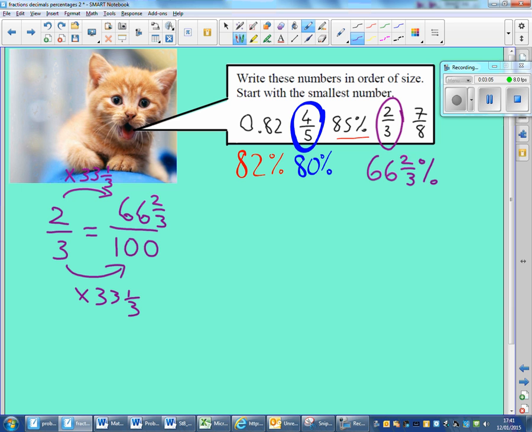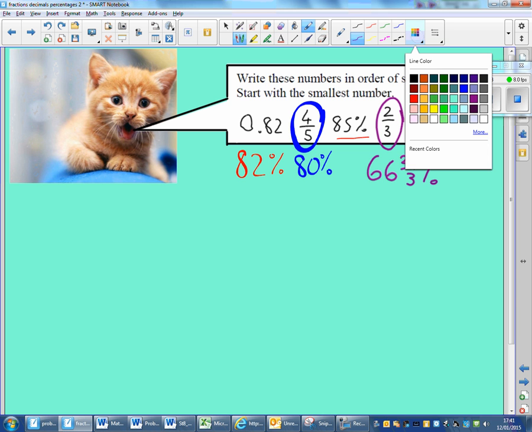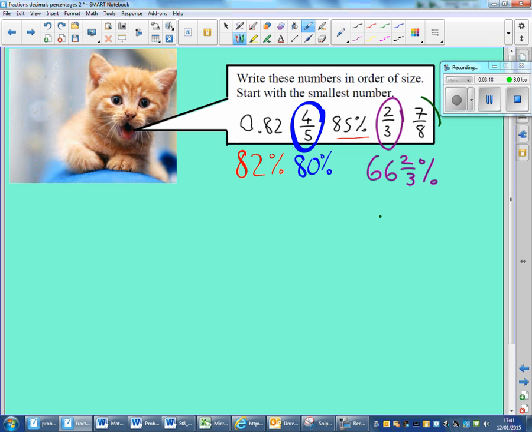Cool, wonderful. Okay, I'll get rid of this bit just here so it's out of the way. And the very last one that we need to do, let's treat ourselves with a dark green. Cool, 7/8. 7/8 into 100ths to turn it into a percentage. What can I times 8 by to give me 100? That will have to be 12.5.